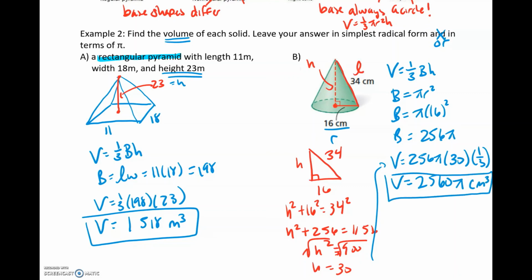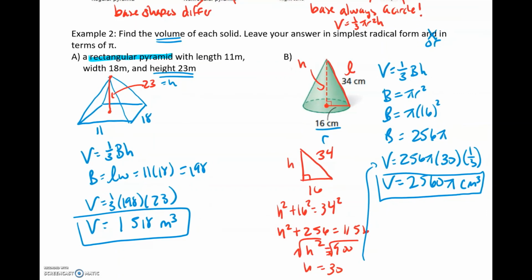Okay, so those are just two examples showing you how we can deal with our volume formulas. But like I was saying earlier, we can also work backwards. What if I told you volume is 2,560 pi and the radius is 16? How do you go backwards and find height? You should be able to manipulate your volume formulas in any way, shape, or form.